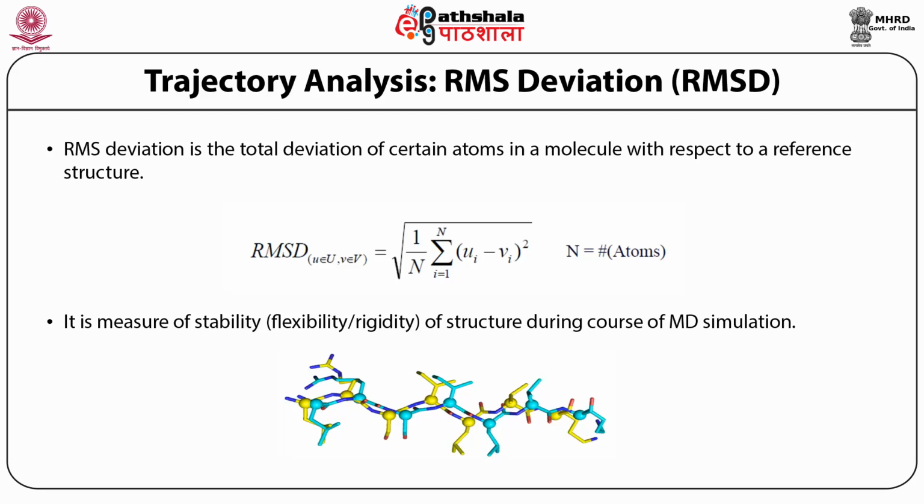We can calculate the RMS deviation for all atoms or only a selected group of atoms in a molecule which has to be simulated. Like in case of protein, we can calculate the RMS deviation for only the backbone of the protein, or the side chain of the protein, or total atoms of the protein.